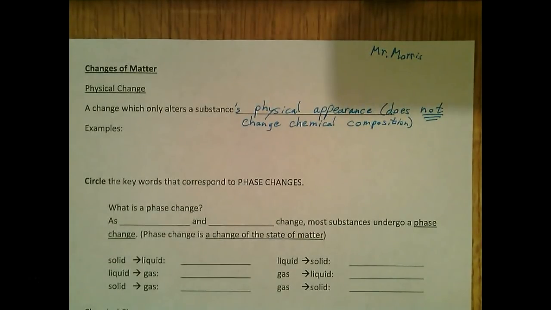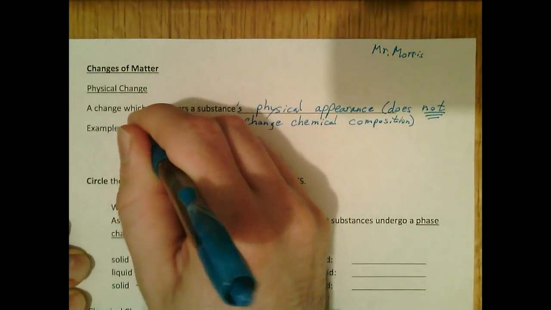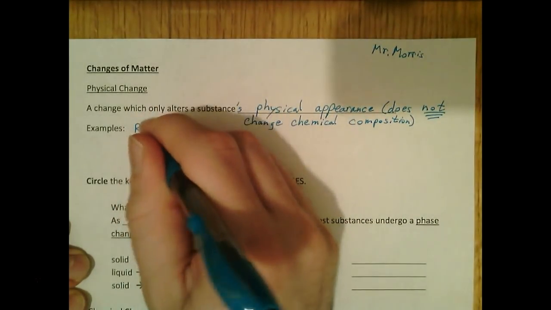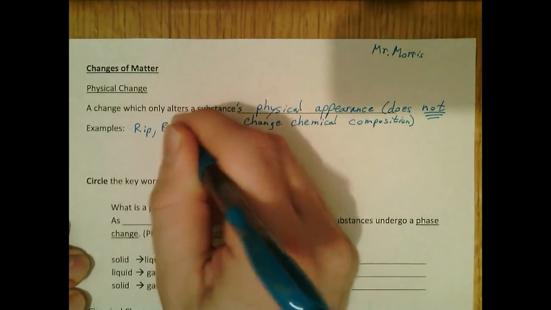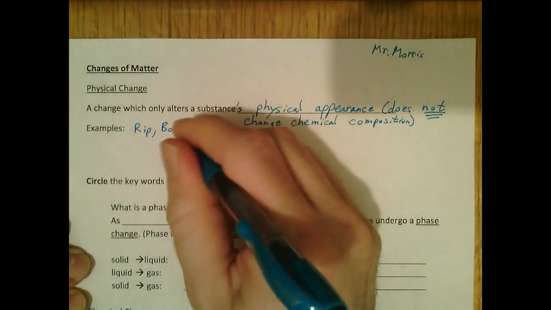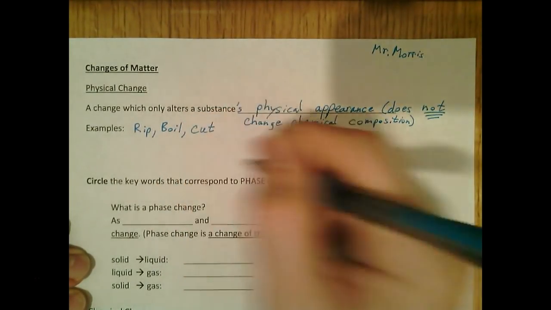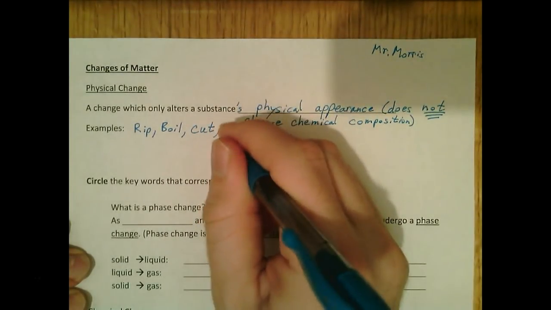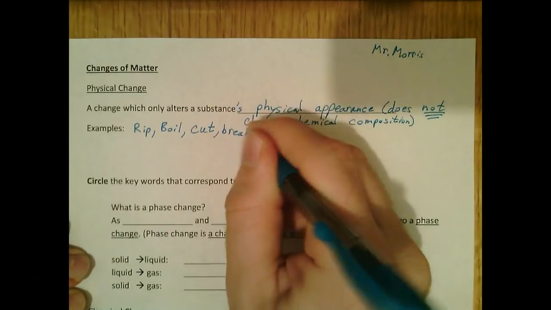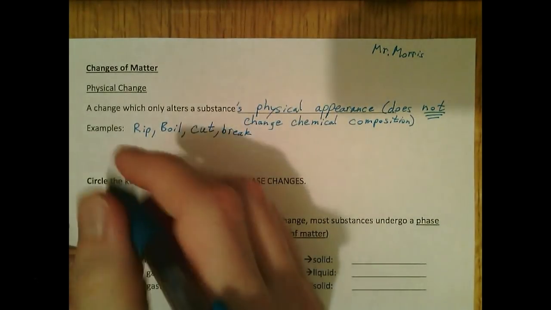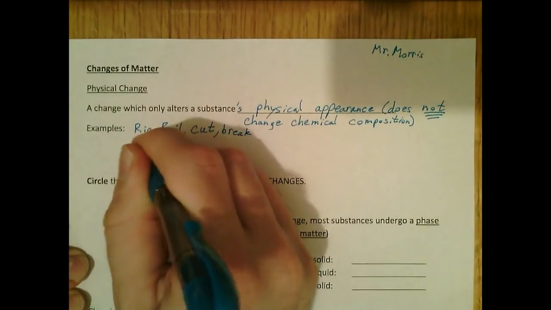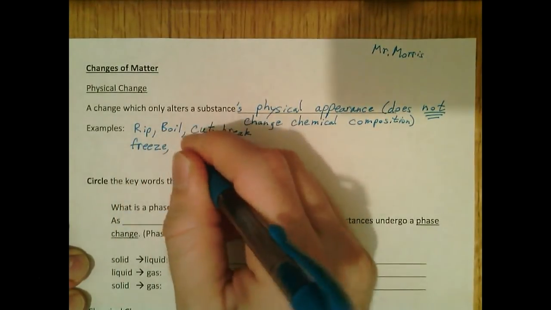There's lots of examples you could probably think of. We talked about some of them already. Some physical changes that you may experience, and you may have heard about this in middle school even, would be things like ripping or tearing, or if you were to boil something. Also, if you were to cut something, that is a physical change. Break. Let's make some more down here. Maybe freeze. Dissolve.